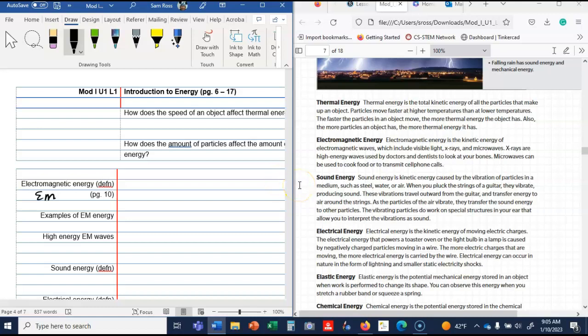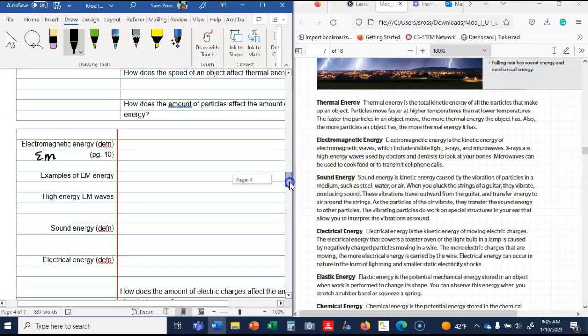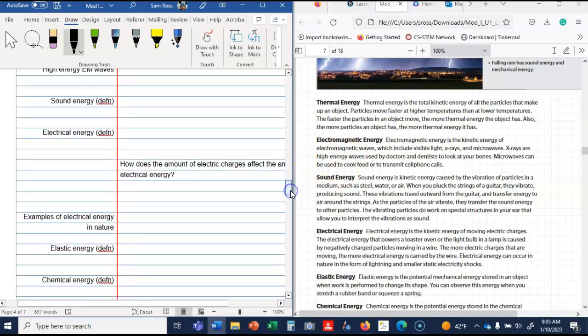So I would say visible light, also in the first sentence. X-rays, microwaves, etc. High energy EM waves. X-rays are high energy waves used by doctors and dentists to look at your bones. So X-rays would be high energy waves. And then we're going to scroll down to sound energy.